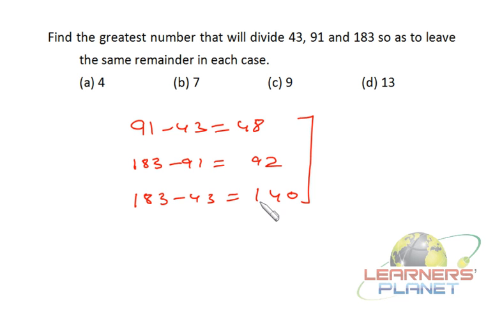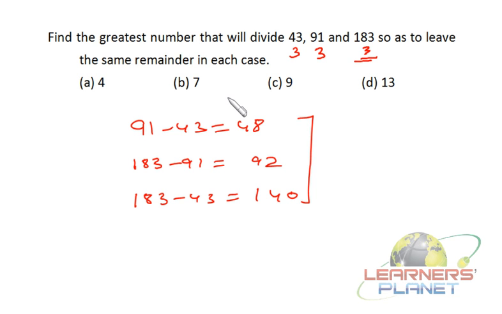Let's see how it happens. Suppose I have number 4, maybe number 4 is correct. So let's divide 43, 91 and 183 by 4 and get the remainder. In this case, I am getting the remainder as 3. In this case, 88 is the last number, so still I am getting the remainder as 3. And for 183, still I am getting the remainder as 3. So 4 can be one of the choices.